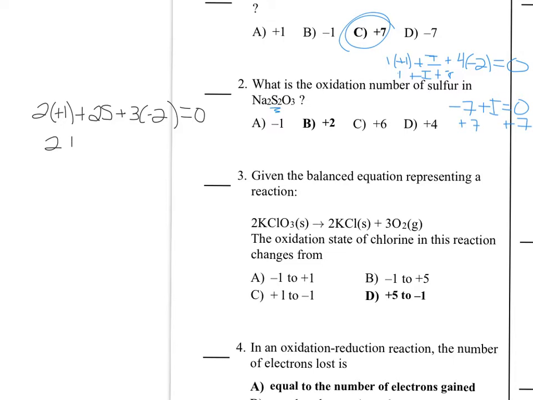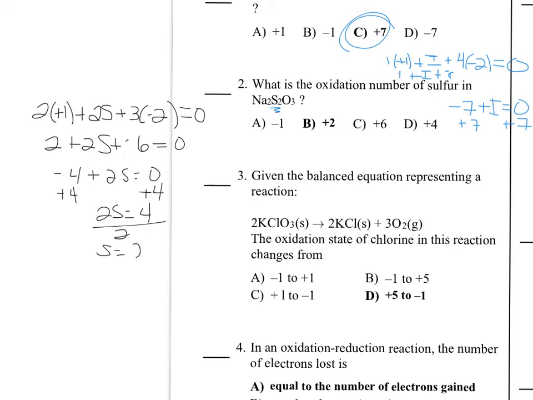So I have 2 plus 2 sulfurs plus -6 is equal to 0. So if we simplify, we've got -4 plus 2s is equal to 0. Add my 4 over, and I'll get 2s is equal to 4. Divide by 2, and s is equal to +2. This is exactly what we see.